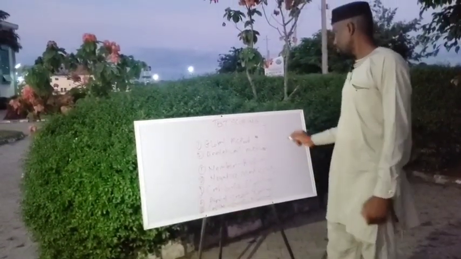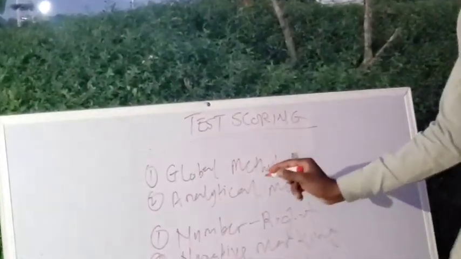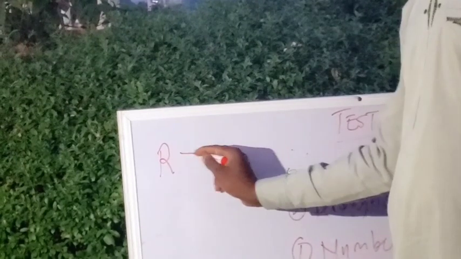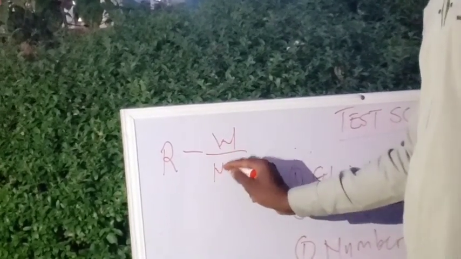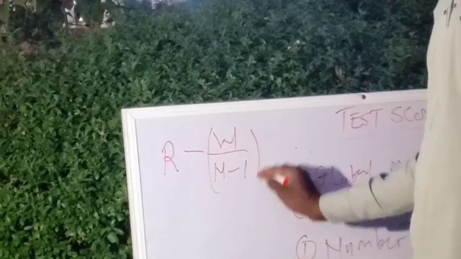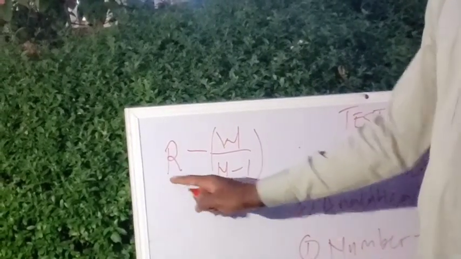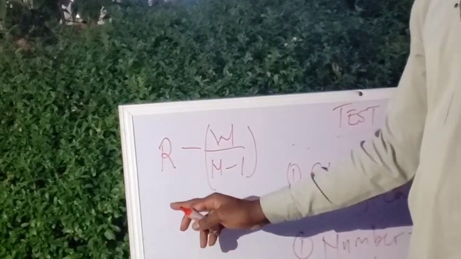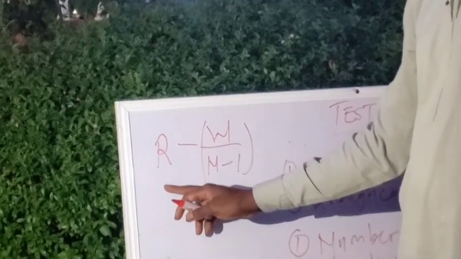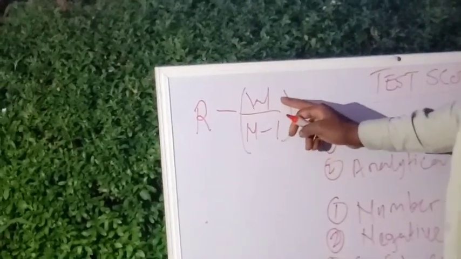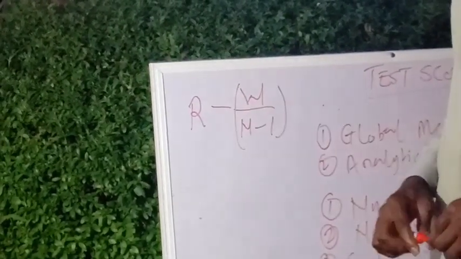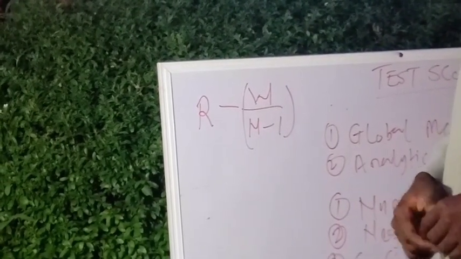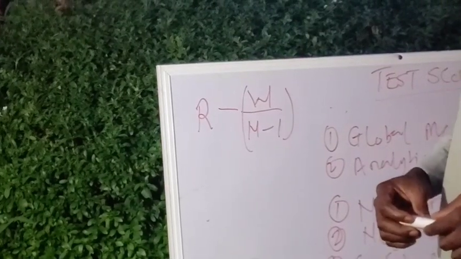By formula, it is calculated as R minus W over N minus 1, where R is the right answer that you have gotten right, W is the wrong ones that you missed, and N is the number of options in the objective item.